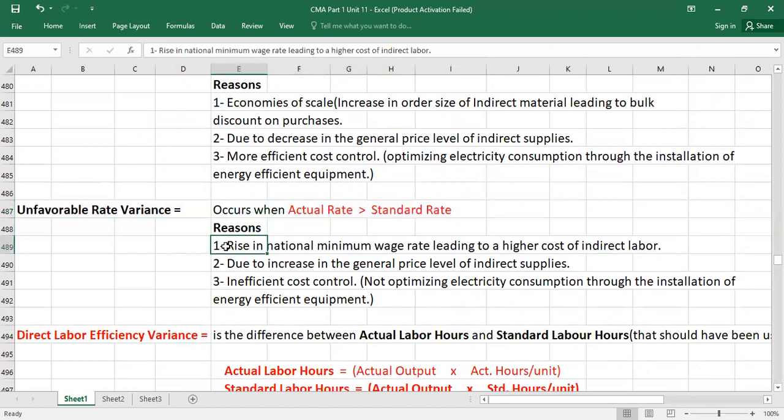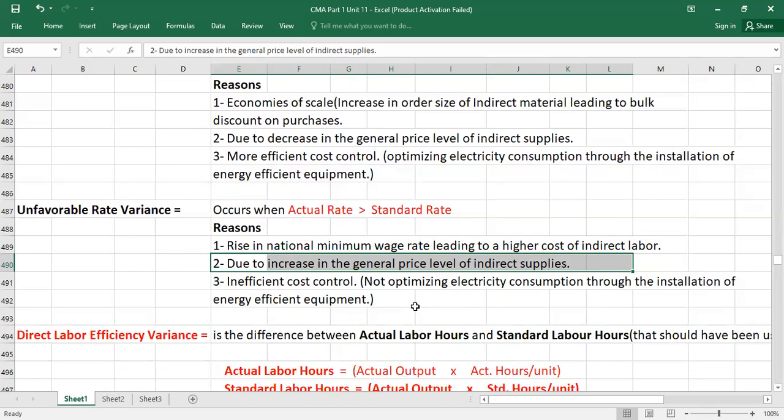Number one, maybe the rise in the national minimum wage rate. So of course, if the government increases the minimum wage rate, this will lead to a higher cost of indirect labor, and this will result in a higher actual rate than standard rate. Second reason for the unfavorable rate variance could be an increase in the general price level of indirect supplies. Maybe there is inflation in the economy.